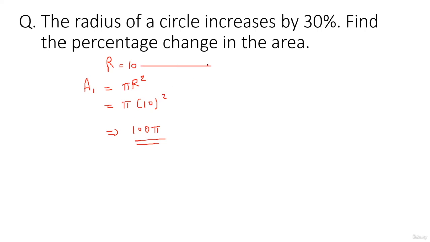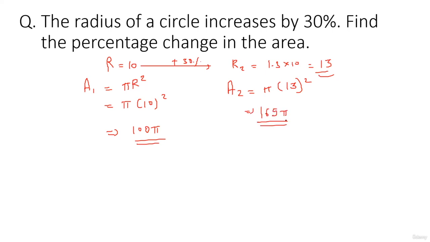Now the radius is increasing by 30%. We saw just now that whenever something is increasing by 30%, it's basically 1.3 times, right? So the new radius, which I wrote as r2, is simply equal to 1.3 multiplied by 10, which will be 13. So now you can calculate the new area. The new area is pi r square, pi into 13 square. This is nothing but 169 pi. This is your final area, this is your initial.